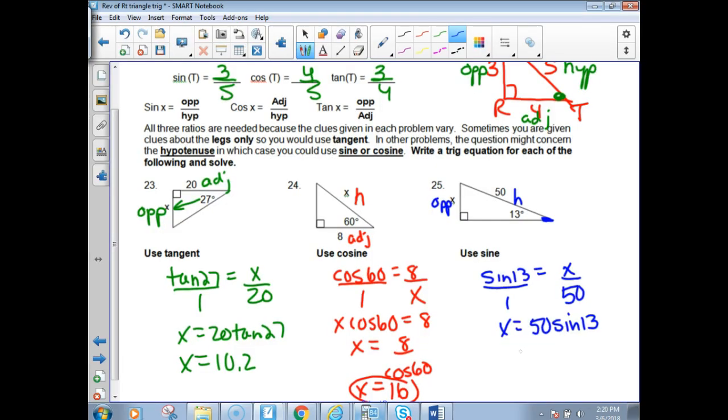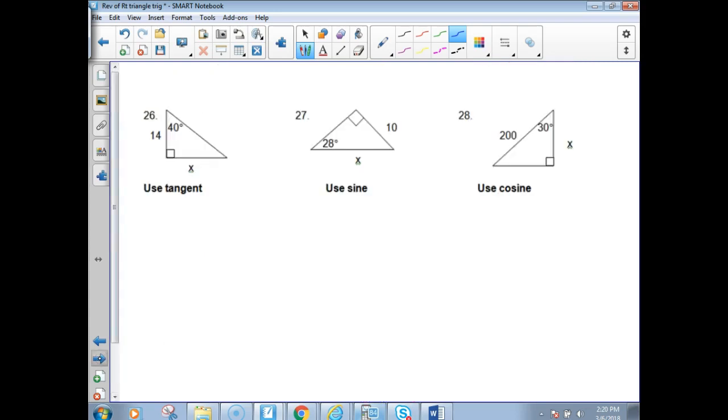11.2 for that one. And I don't have any labels, so I'll just leave them without units on them right now. Okay, let me know if I'm going too fast for you.